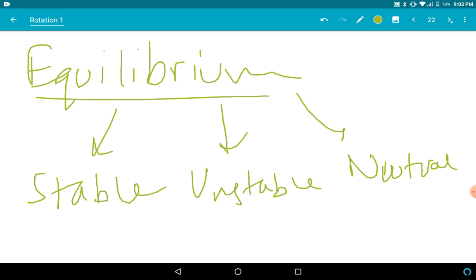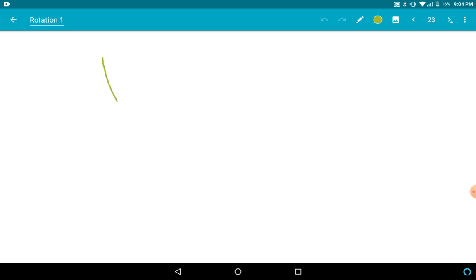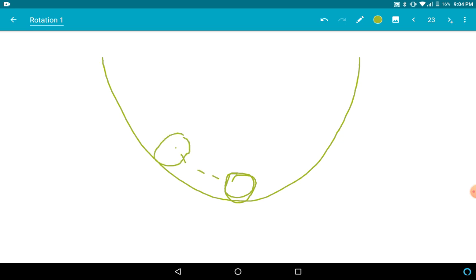Stable is like this. Let me give you an example with just a bowl and a ball. Stable is if we put a ball here, at the bottom of a bowl, and if you displace the ball up to here, it will always go back to its main position, because this point is its stable equilibrium point. That's why it will always go back to its original position.